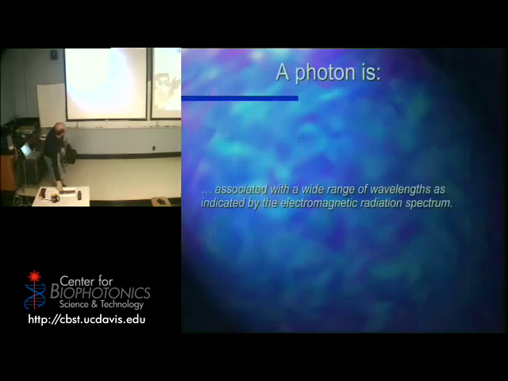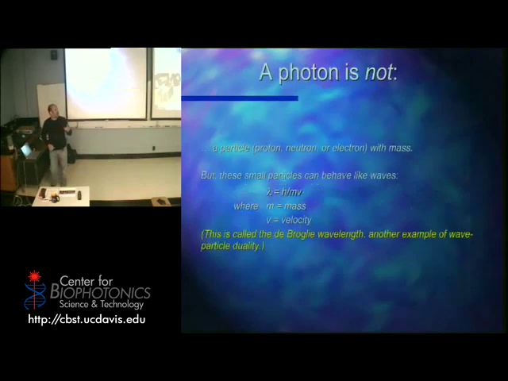So, photon is associated with a wide range of wavelengths, as indicated by the electromagnetic radiation spectrum. One thing that I do want you to know is that a photon is not a particle. It can behave like a particle, behave like a wave, but it is not a particle. Okay? Particles are things like protons, neutrons, and electrons. They have a specific mass. A photon does not have mass. Okay? The funny thing is these particles do have some behaviors of waves. So sometimes we get these things confused. Okay? A photon does not have mass, so it is not like a proton, neutron, or electron.